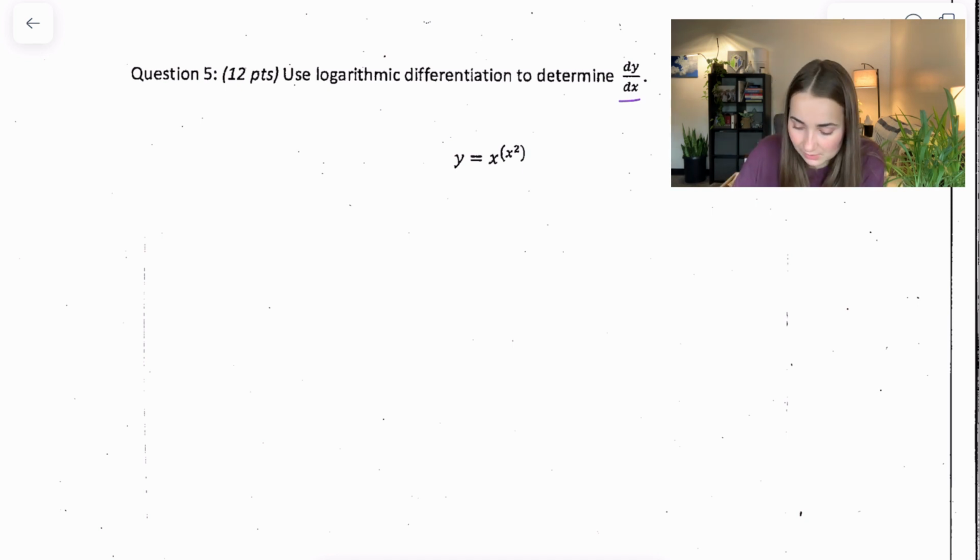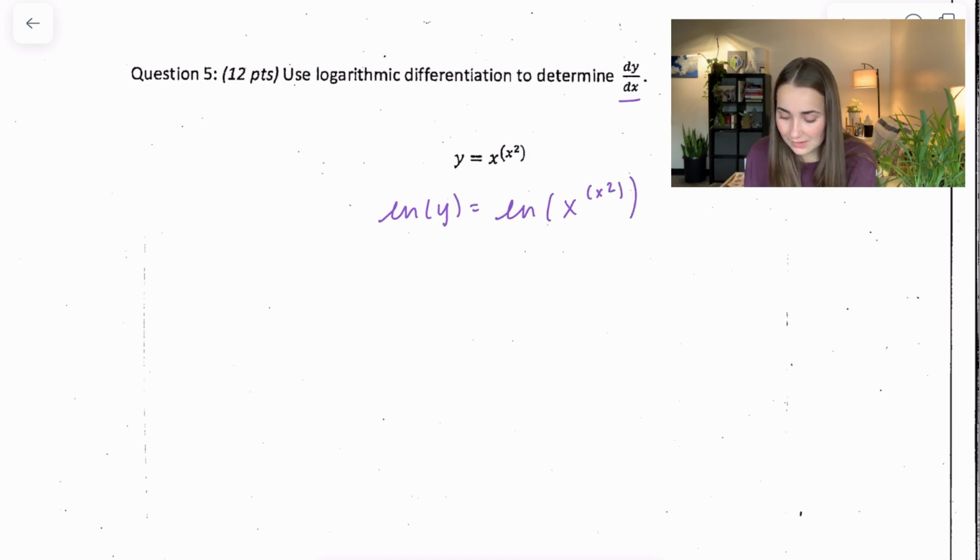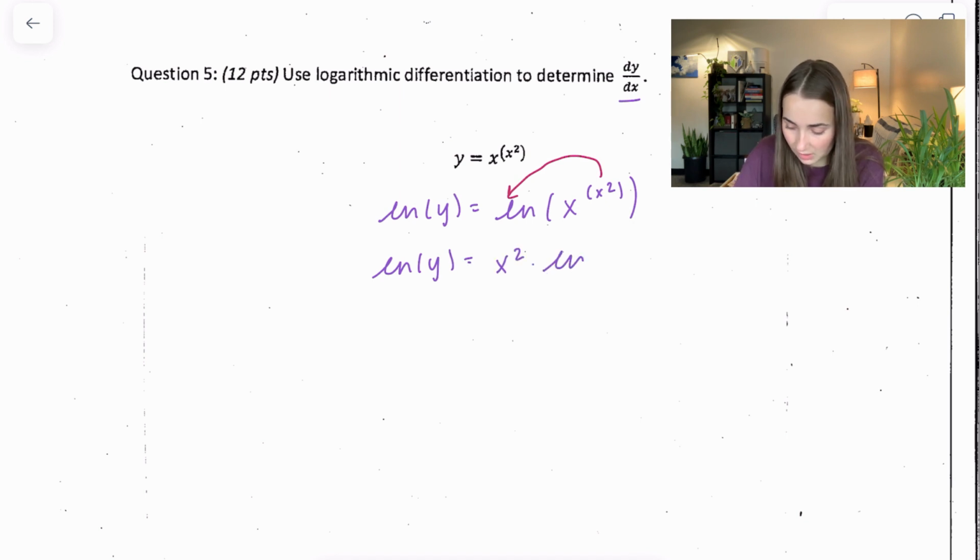But what we do is we take the natural log of both sides. The purpose of this is that we can use the exponent rule with natural logs, and so the exponent comes to the front and it's multiplied. So this becomes natural log of y is equal to x squared times the natural log of x. Now that we have this simplified a little bit, we can go ahead and take the derivative of both sides.